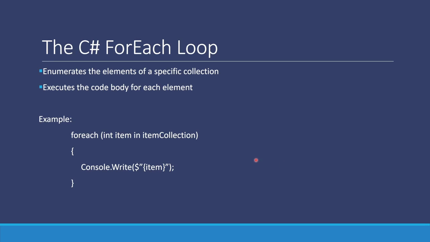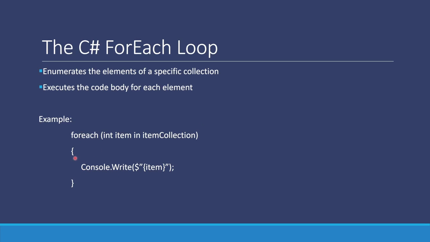So let's look at this example. We have for each int item in item collection. Item collection in this case is some collection of integers. Let's say, for example, it's a collection of the first 10 odd numbers. So we're going to say for each int item in that collection of odd numbers, we're going to call this method Console.Write and then the item.